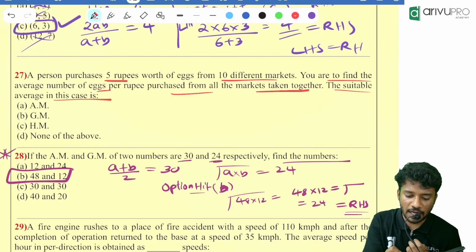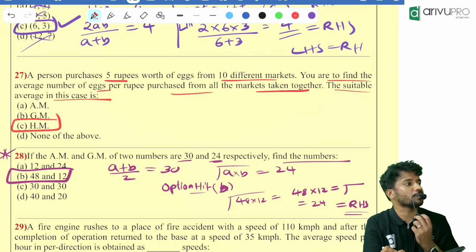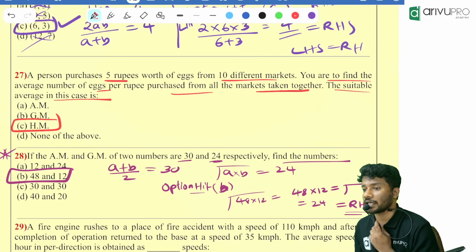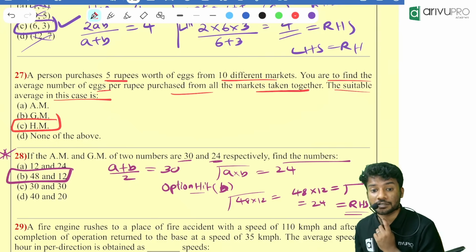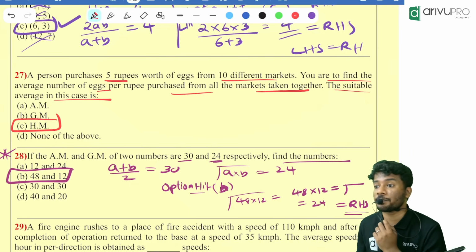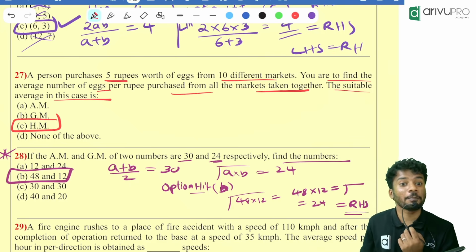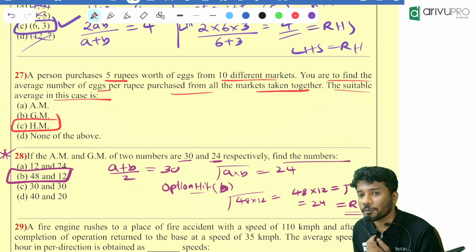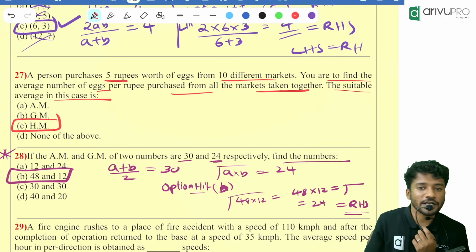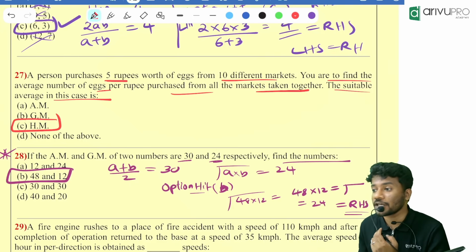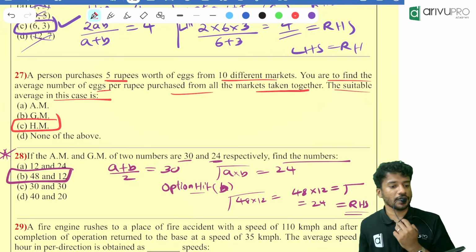The suitable average in this case is how much, people? Harmonic mean. If it was kilogram per rupees, harmonic mean. Kilometer per second, harmonic mean. Kilometer per rupees, yes, harmonic mean. All these things will come under what? The harmonic mean. Keep it in your mind.